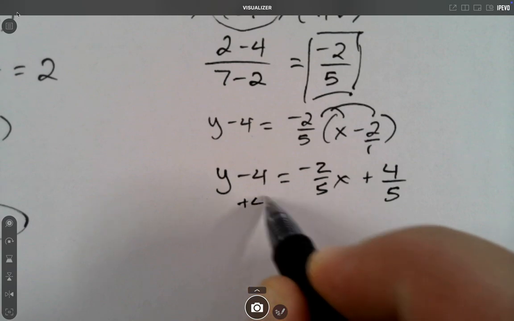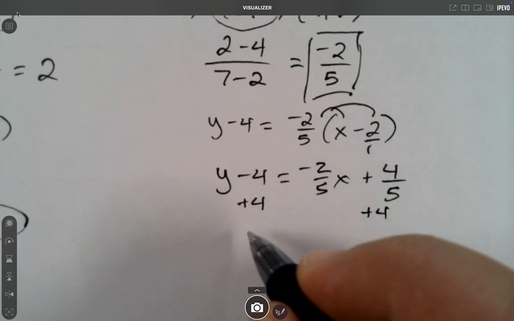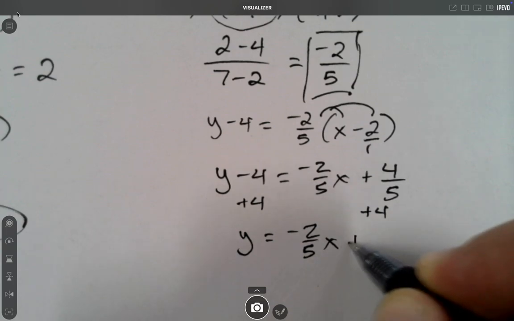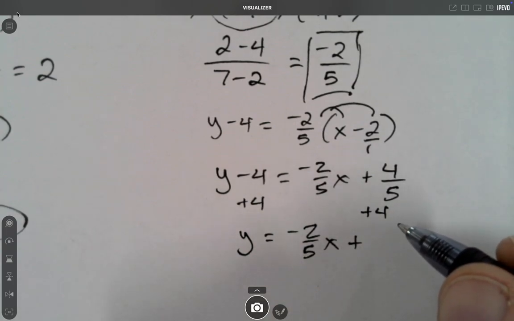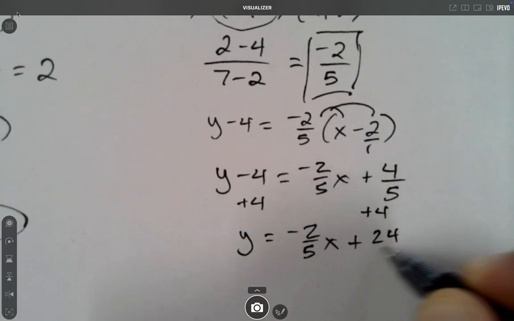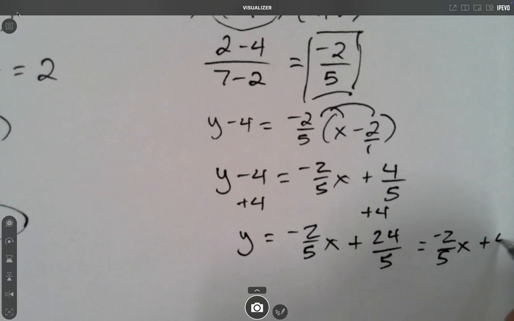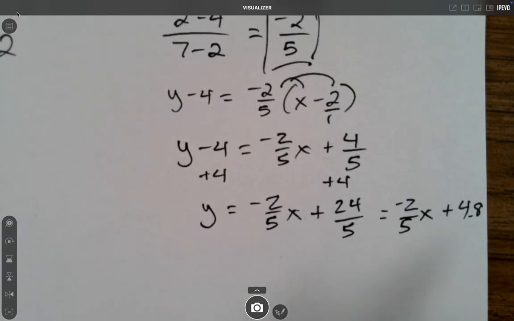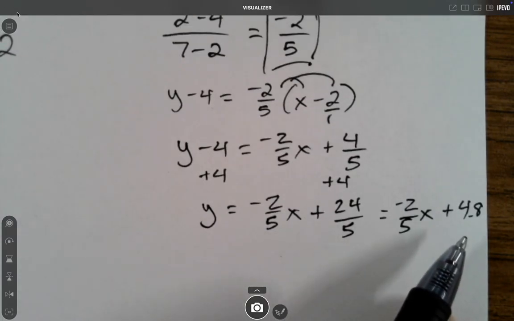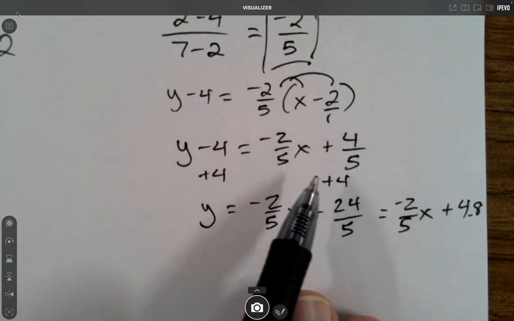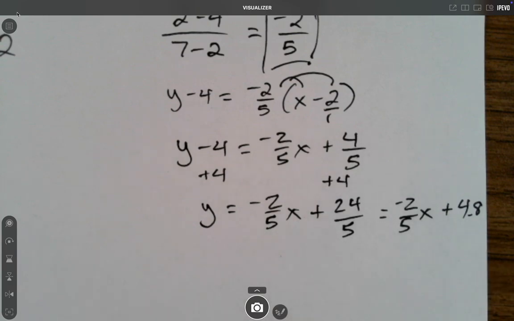So then we add 4 to both sides. y equals negative 2/5 x plus, let's see, it'd be 24/5 if using a fraction, but I would accept it if you wrote plus 4.8. That's the same thing. So you can use the fraction or the decimal. In your calculator, you can just type 4 divided by 5, hit enter, then add 4, and that'll give you 4.8. So both of these are good answers.